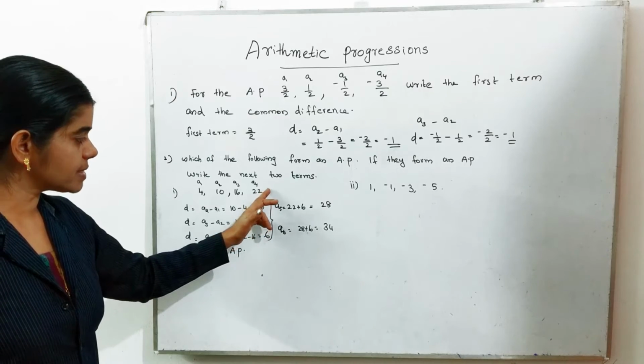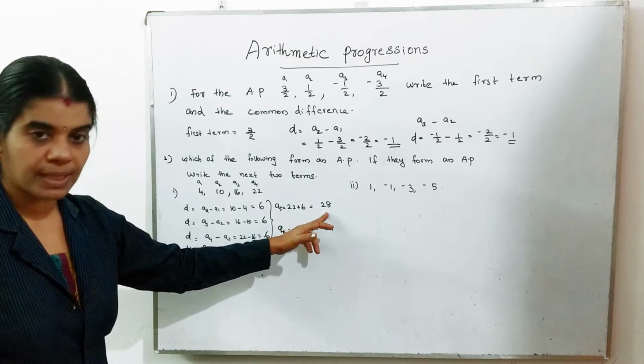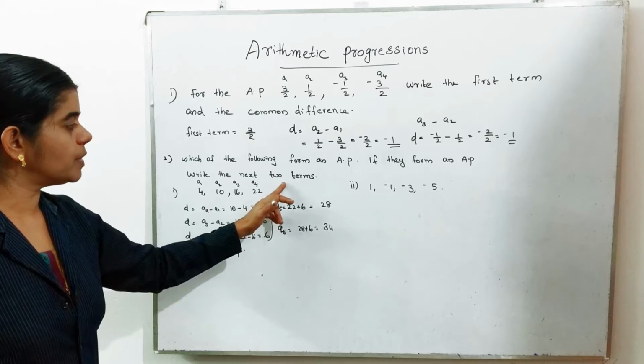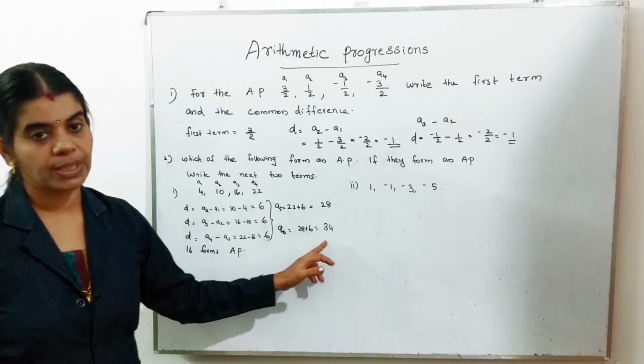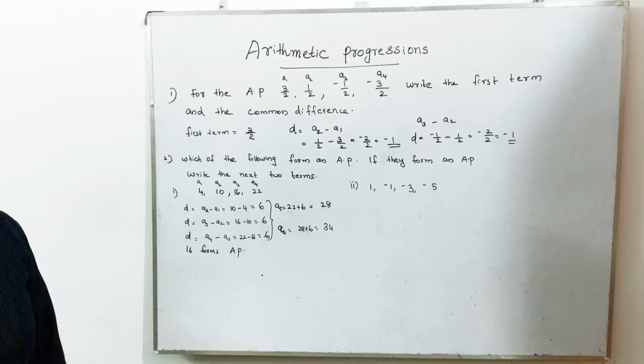Therefore, 22 plus 6, you get the next term, that is 28. Then, one more term you want to find out. Therefore, 28 plus 6 is equal to 34. Then, these are the next two terms.